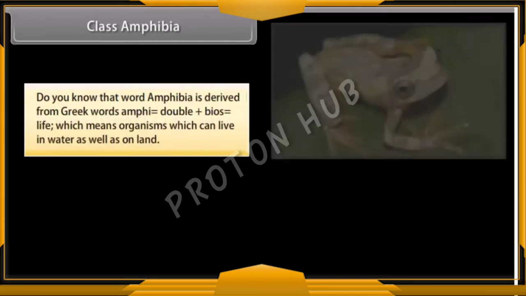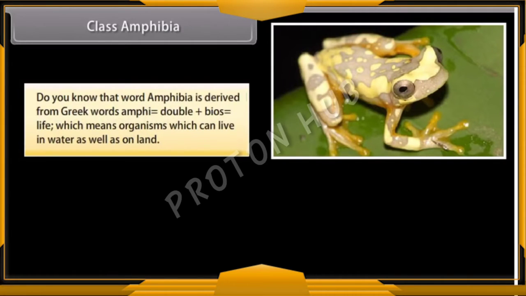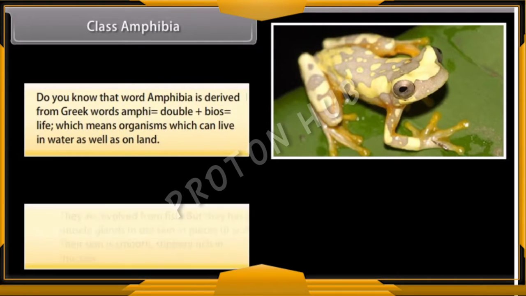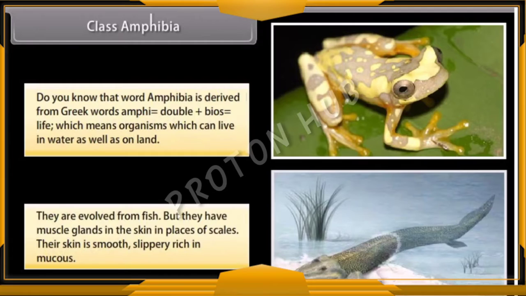Class Amphibia. Do you know that word amphibia is derived from Greek words amphi, which is double, plus bios, which is life, which means organisms which can live in water as well as on land. They evolved from fish, but they have mucous glands in the skin in place of scales. Their skin is smooth, slippery, rich in mucus.